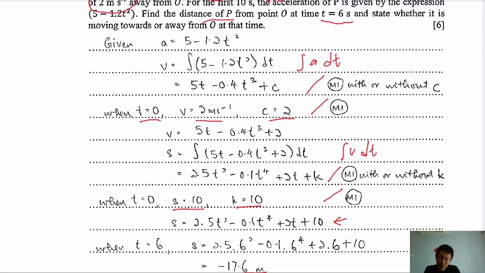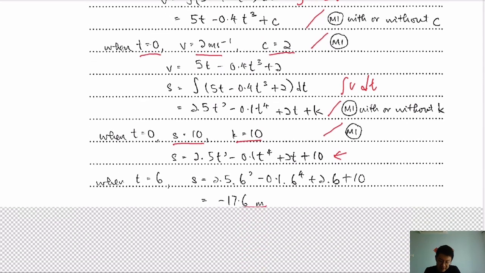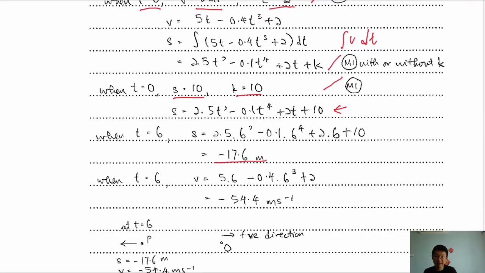And the last part of the question says state whether it is moving toward or away from O at that time. So how do we check that? We will have to find out the velocity of this particle when t is equal to 6. We substitute t equals 6 into the velocity. When we calculate, we get negative 54.4 meter per second. So in this case, it is moving away from the O.